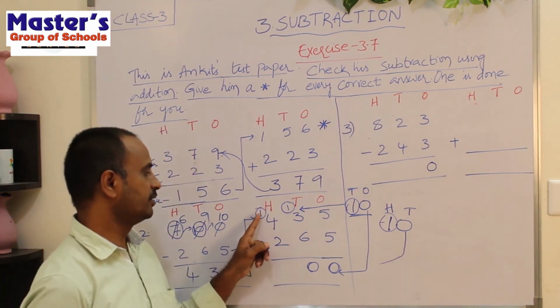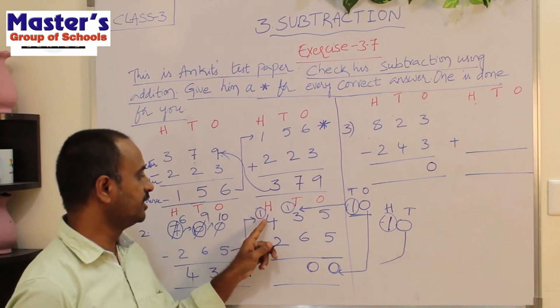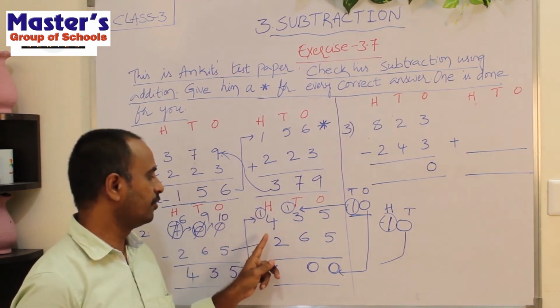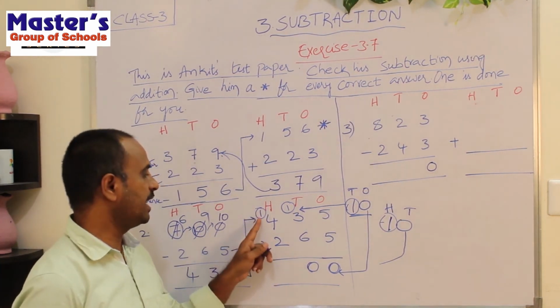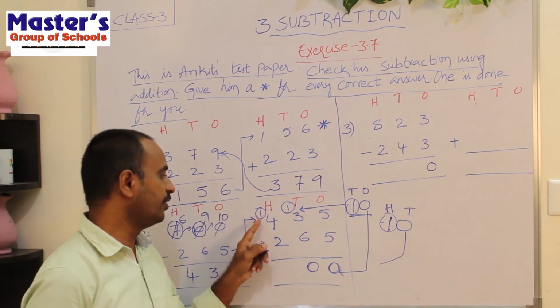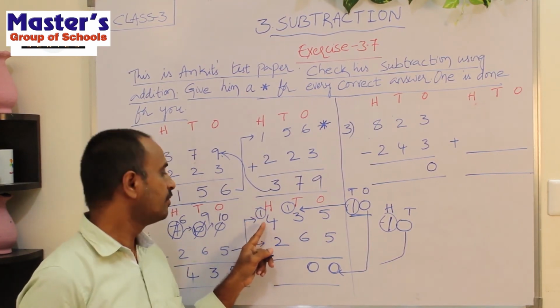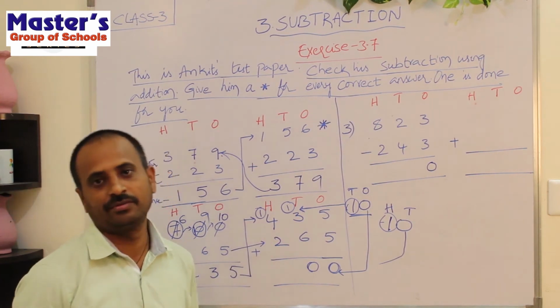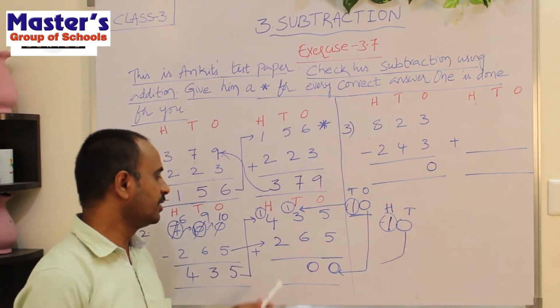Now add first 1 and 4. There are 3 digits under hundreds place: 1, 4 and 2. So now first add 1 and 4. If you add 1 to any number, we will get its next number. What is the next number for 4? 5. And add this sum to the third number.